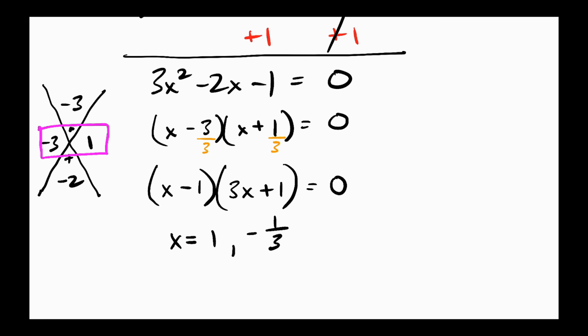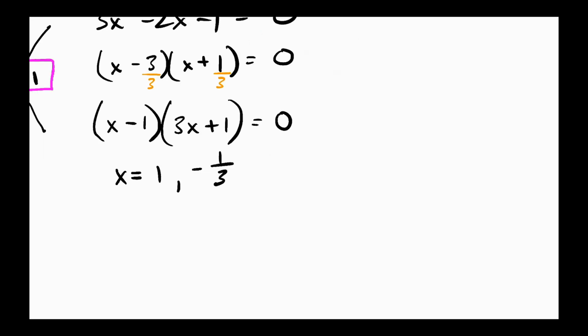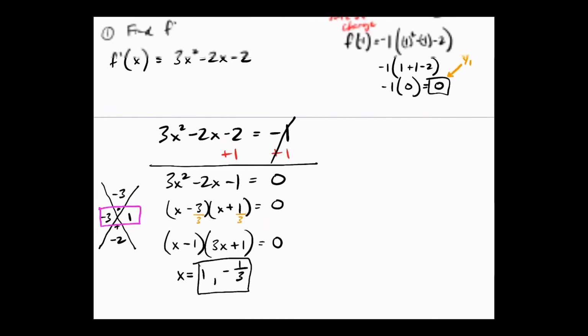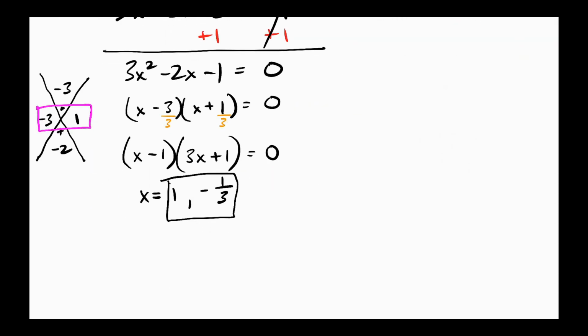So which of those are my answers? Both of them, one of them, none of them? Which one are my C values? How do I know which ones? How can I check? There you go. If they're within the interval.